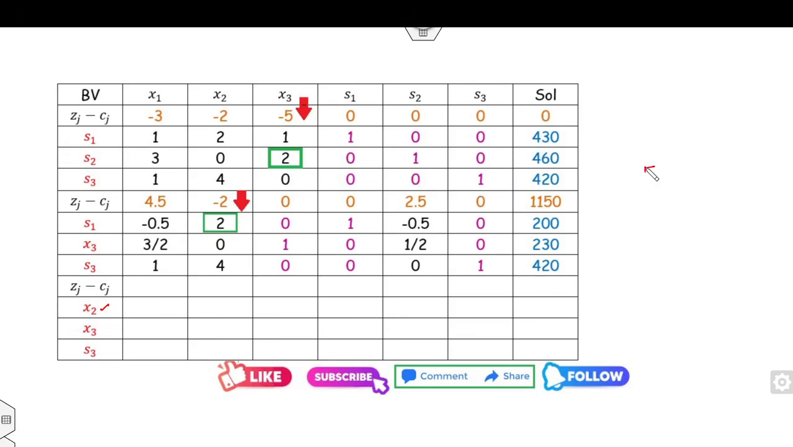Fine. Now again, you can write the identity matrix. This is the first column. It is my x2, 1 0 0. Second column, x3, 0 1 0. Third column, x3. Fine. And the values corresponding to them are always 0.